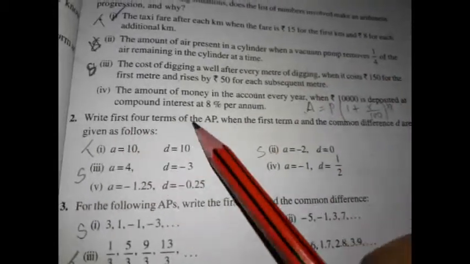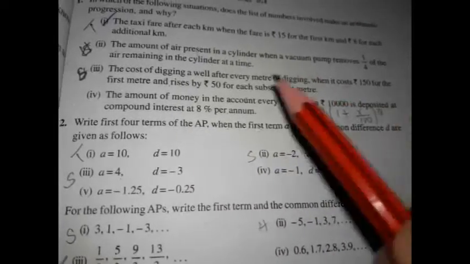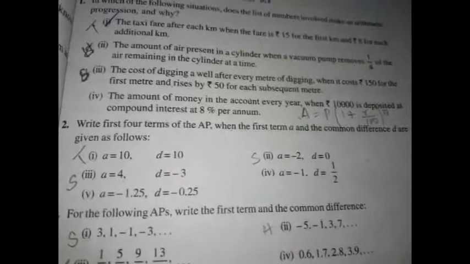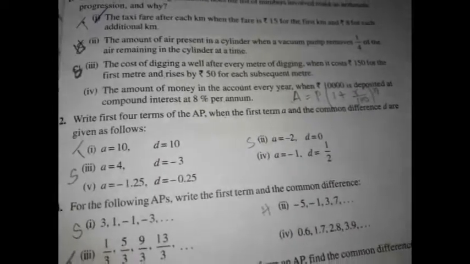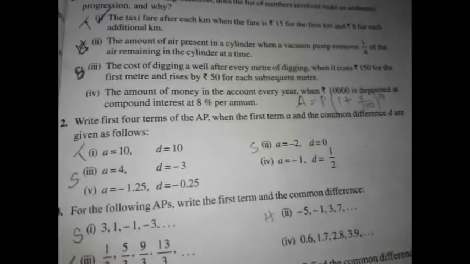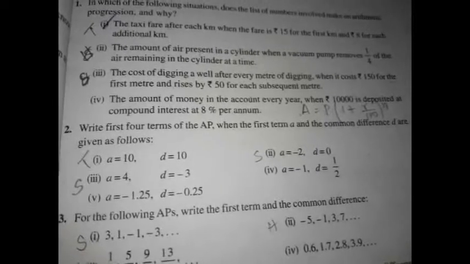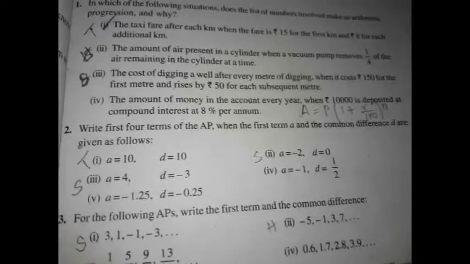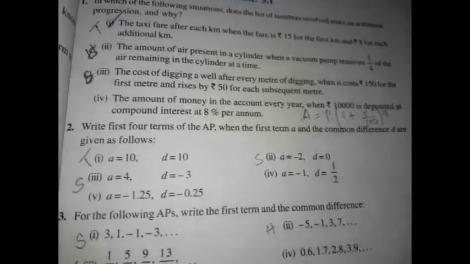Write the first 4 terms of an AP when the first term A and the common difference D are given as follows. So how can we write the first 4 terms? I told in the introduction itself, if we take the first term as A, the second term is going to be A plus D, the third term is going to be A plus 2D, and the fourth term is going to be A plus 3D. Likewise we can increase. Yes, let us see how we can solve this.